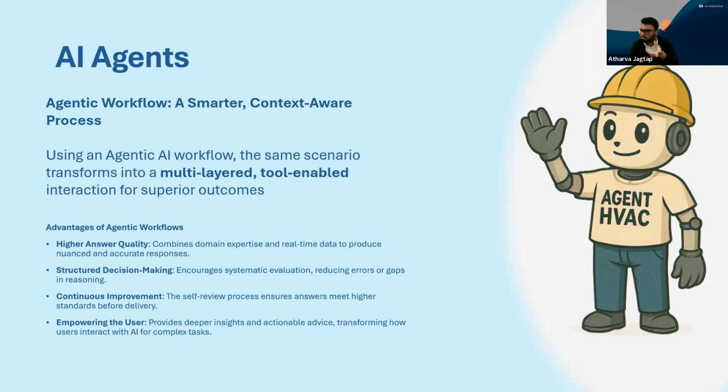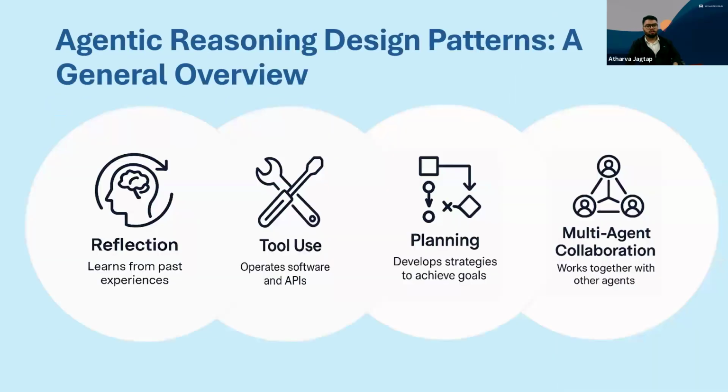Let's see an overview of some design patterns and how they are implemented. These are the 4 design patterns which we usually follow while designing an agent: reflection, tool use, planning, and multi-agent collaboration. So let's go one by one over every design aspect and try to understand how it's implemented.